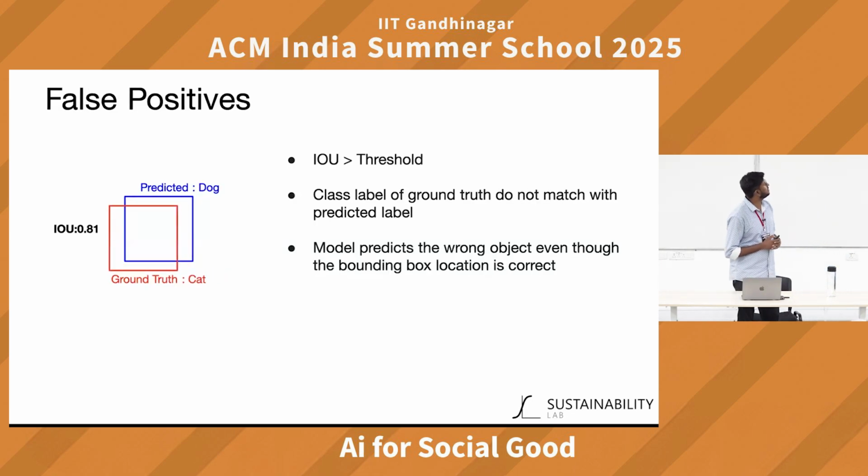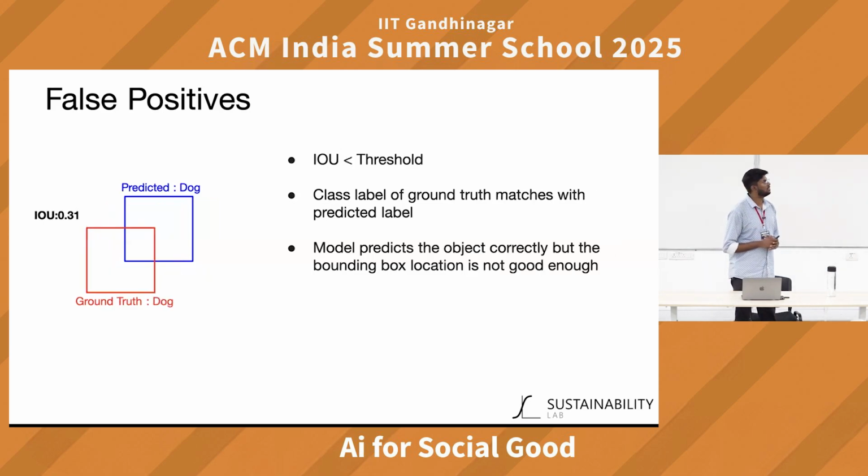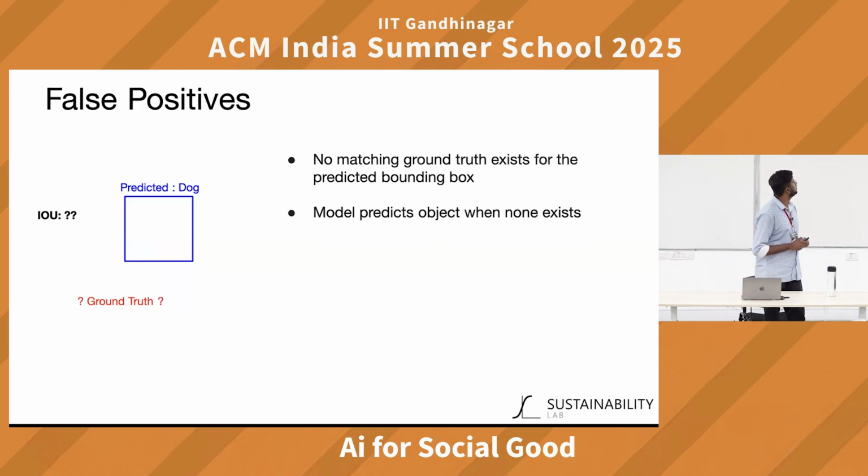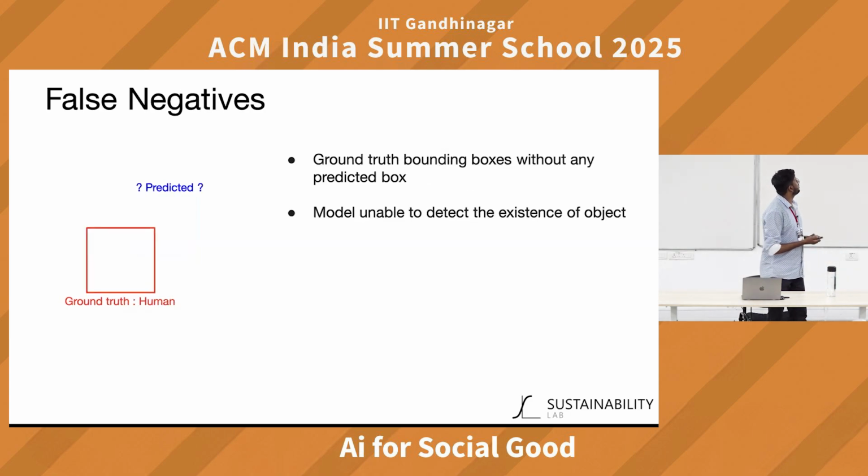Now, here is one case where your IOU is above the threshold of 0.5, but your classes do not match. So this is a false positive. You predicted wrong. In another case, my predicted label and the ground truth label both match, but they're not localized in the same space where I want them to be. So I again term this a false positive. Now you predicted dog, but there is no ground truth bounding box nearby. So basically you have predicted a box, let's say in the air somewhere. So it's just a false positive. Similarly, for a false negative, there is one ground truth, but you never predicted anything for it.